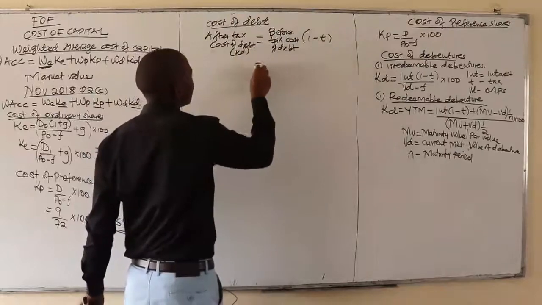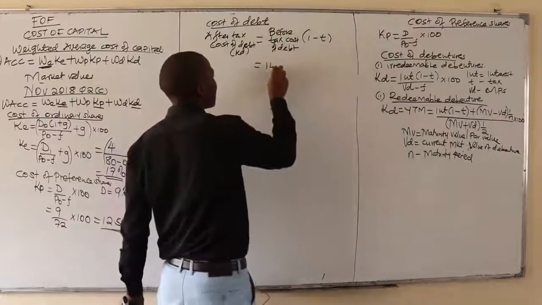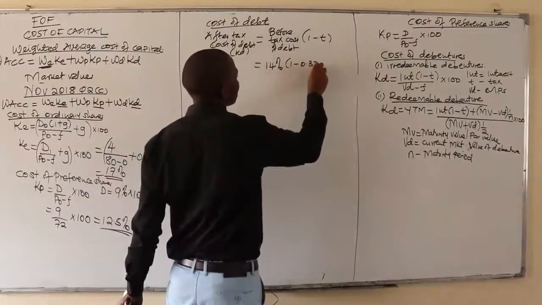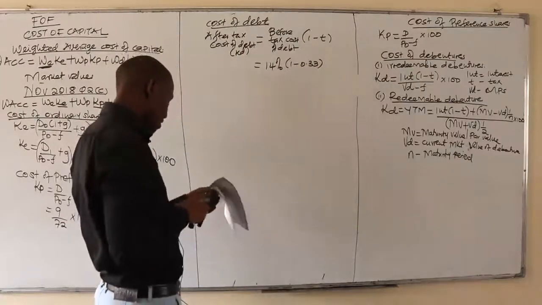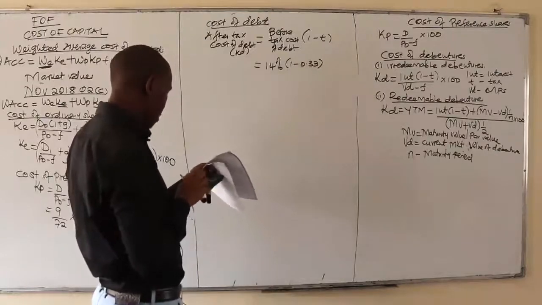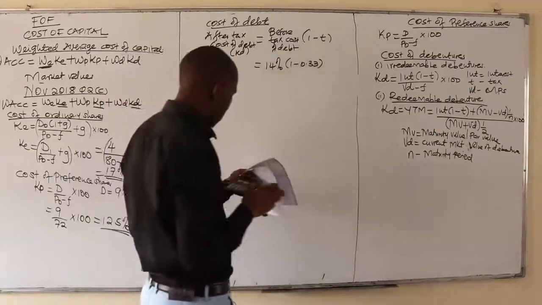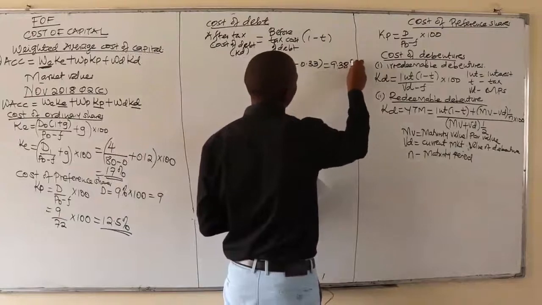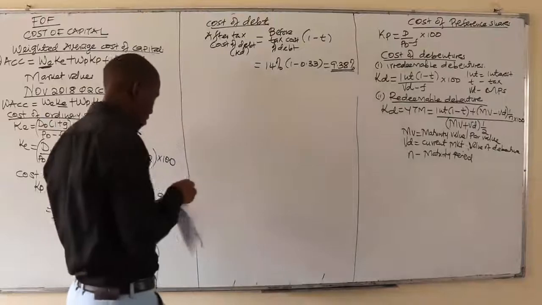What we had before is now the interest rate, and the interest rate in that case was 14%. Times one minus the taxation, which is 0.33. Therefore, it will be given by 14 multiplied by 0.67, which is 9.38%. That is the cost of the debt.